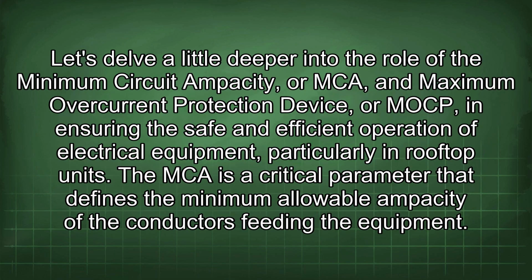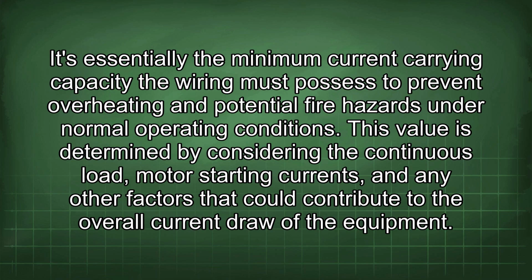Let's delve a little deeper into the role of the minimum circuit ampacity, or MCA, and maximum overcurrent protection device, or MOCP, in ensuring the safe and efficient operation of electrical equipment, particularly in rooftop units. The MCA is a critical parameter that defines the minimum allowable ampacity of the conductors feeding the equipment. It's essentially the minimum current carrying capacity the wiring must possess to prevent overheating and potential fire hazards under normal operating conditions. This value is determined by considering the continuous load, motor starting currents, and any other factors that could contribute to the overall current draw of the equipment.